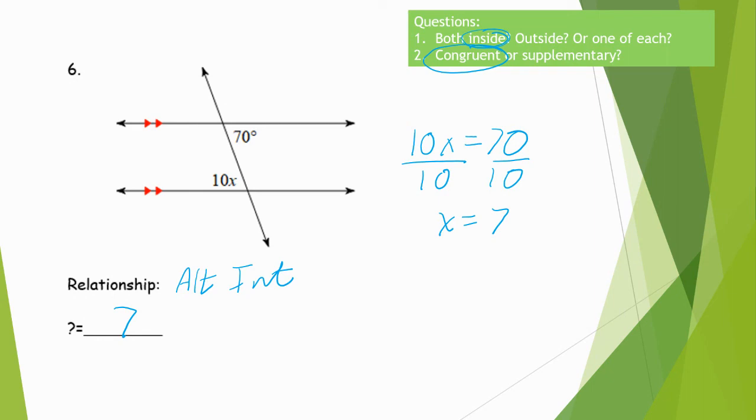And that's it. Every time you ask yourself these questions, where are the angles? That gives us the angle relationship. Then you ask yourself, are they congruent or supplementary? That tells you how to set up the problem and solve for the variable. Rewind and rewatch if you need to. Good luck.